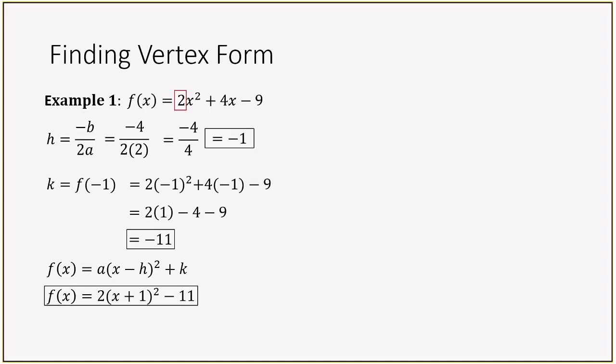The only thing that looks a little different is that my h was negative 1, so it's x minus negative 1, which becomes positive 1. You can always think of it as flipping the sign of h when you put it into vertex form. Everything else is as expected: a is 2 and k is negative 11.